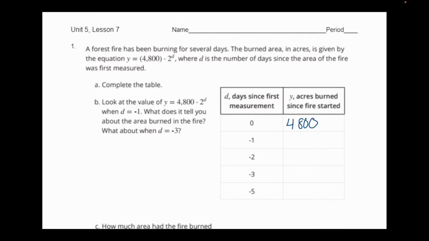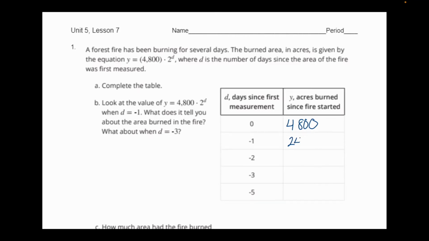Now, if we look at -1 and plug in -1, this is going to give us, if we plug it into a calculator, 2,400. And so our number is actually getting smaller. But in this case, this says that the fire is growing. So when we're using negatives, this is actually going backwards in time. Since d is days since the first measurement, -1 means the day before.